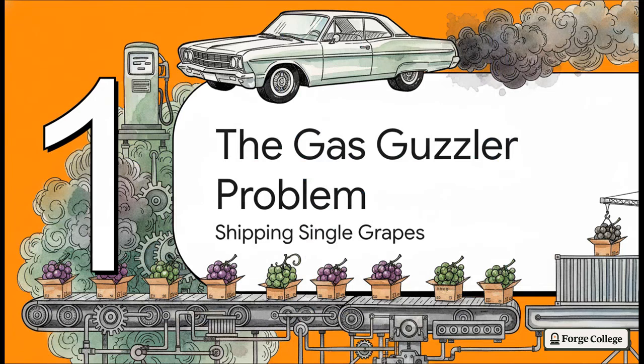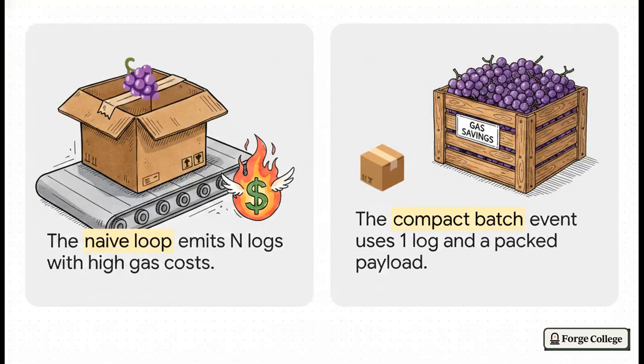Let's kick things off with Section 1, the gas guzzler problem, or as I like to call it, shipping single grapes. Picture this for a second. Imagine you run a shipping company, right? And you have 10,000 individual grapes that you need to send to a grocery store. The naive approach would be putting a single grape into its own massive, heavy-duty cardboard box, taping it all up, printing a separate shipping label, and paying full price for that one box to be shipped. And then, doing that 10,000 times.